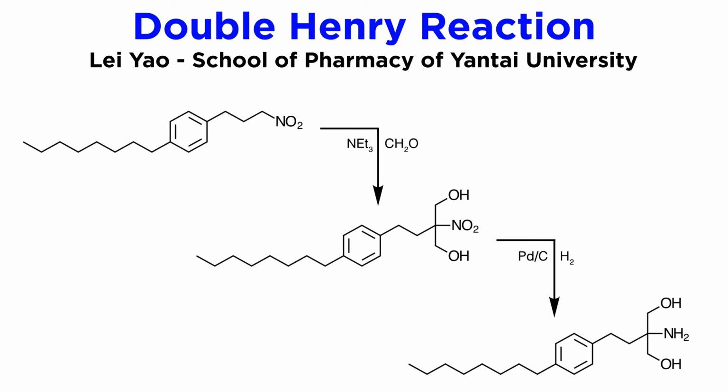Let's look at another interesting application. An example of the double Henry reaction was reported by Lei Yao at the School of Pharmacy of Yantai University in China. This reaction allows for the efficient synthesis of an important therapeutic agent against multiple sclerosis, fingolimod. We can see that 2 equivalents of formaldehyde will be necessary, and we end up with the 2 hydroxyl groups, followed by reduction of the nitro group.